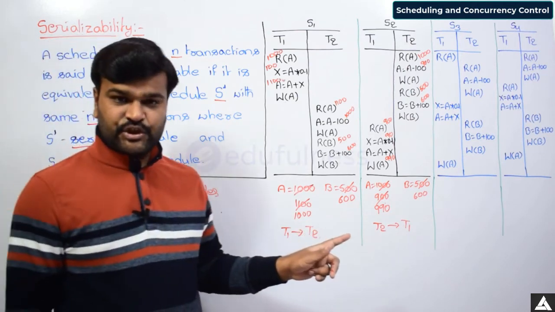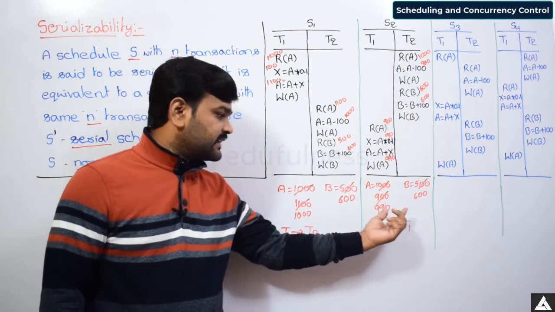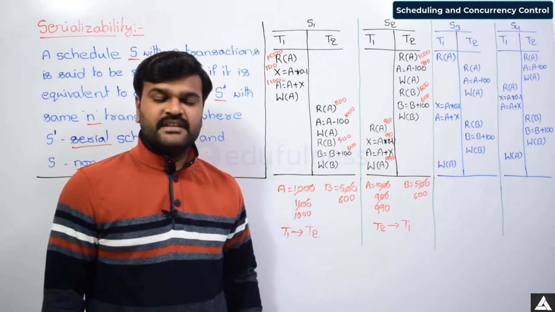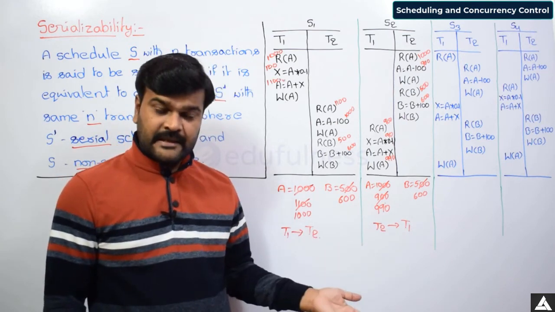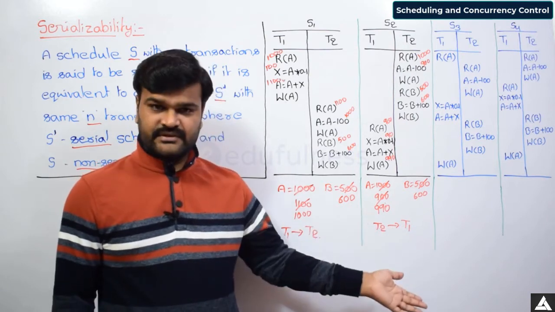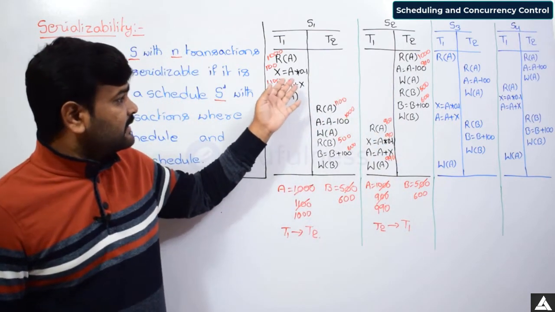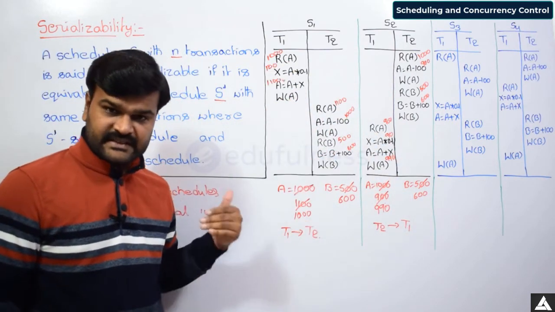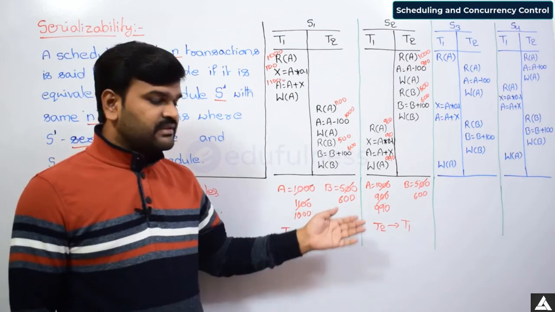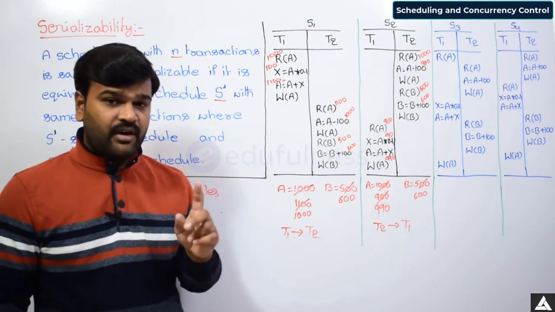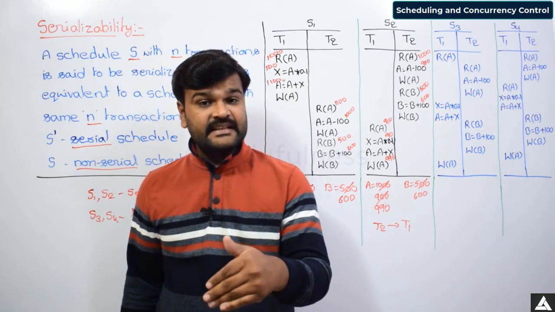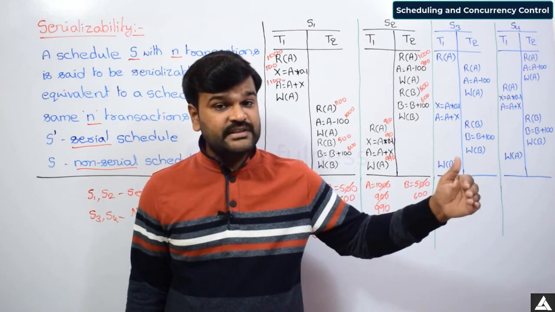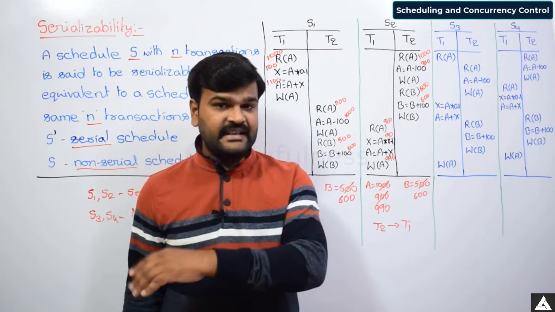For any serial schedule, the final answers are consistent actually. There is no problem at all. Though their final answers are different, those are consistent values, because based on the transactions you are performing in that serial order, the final outputs will be there. So always remember that if you have n transactions, n factorial serial schedules are possible. That is what we discussed earlier.